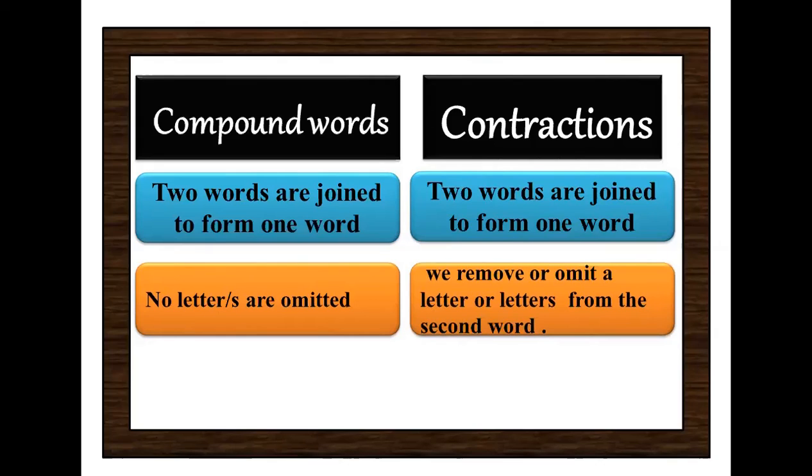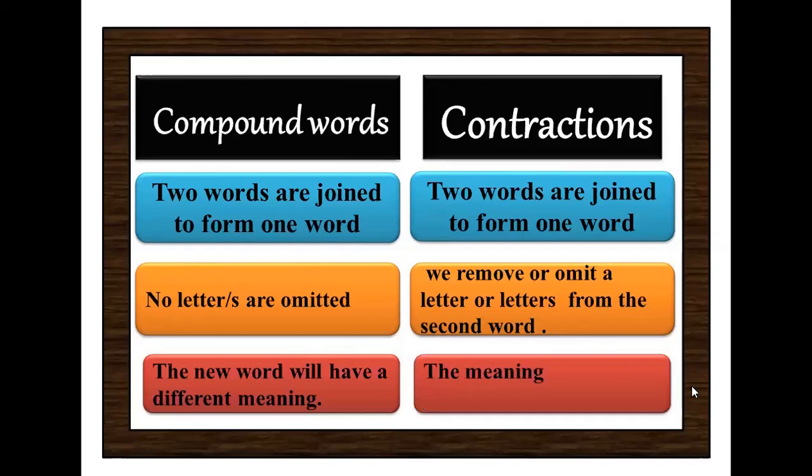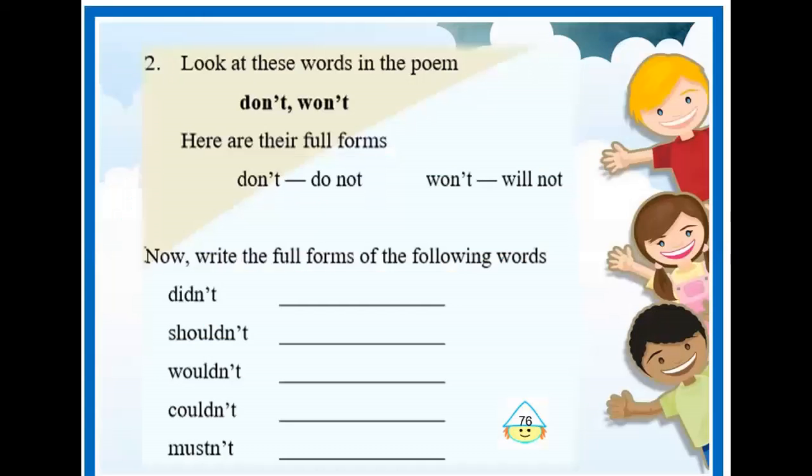Our next difference between compound words and contractions is the compound word formed by joining two words will have a completely new meaning. But in the case of contractions, the meaning of the new word remains the same. So this is the similarity and the differences between compound words and contractions. I hope you have understood these two concepts thoroughly. Now, it's time for us to do the textual exercise. Now, write the full forms of the following words. This is going to be a simple task for you children.